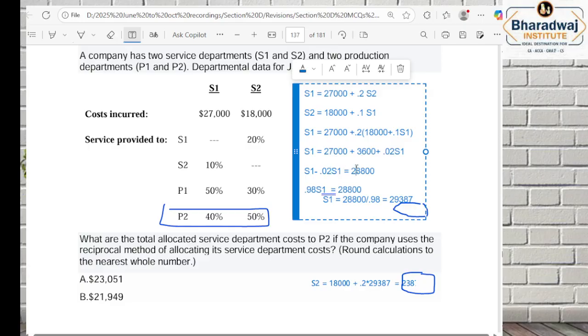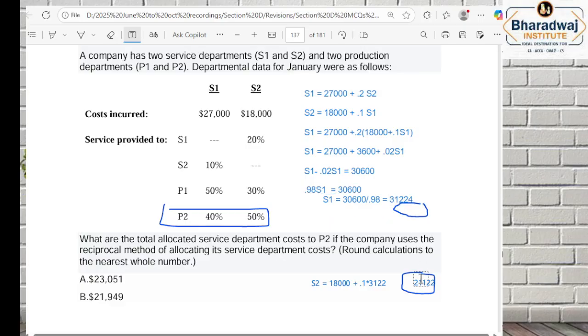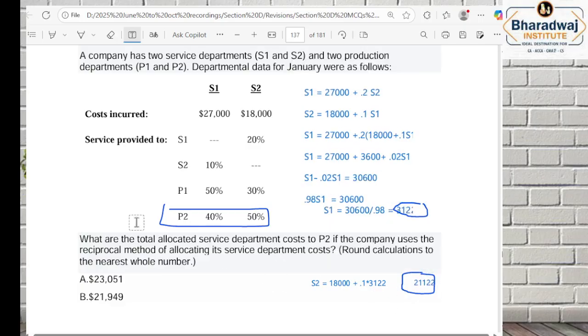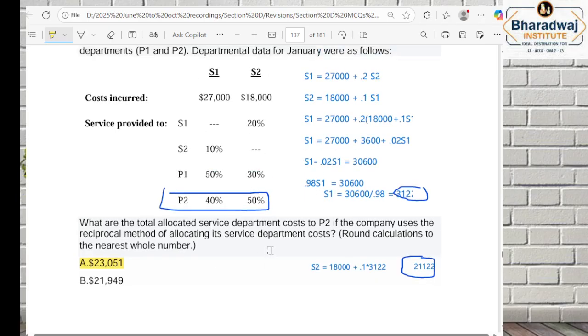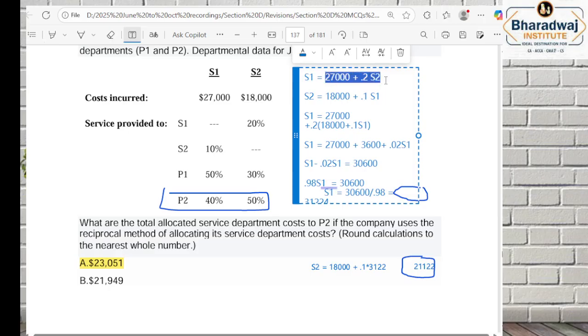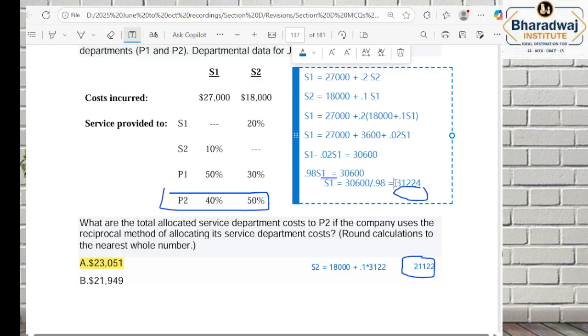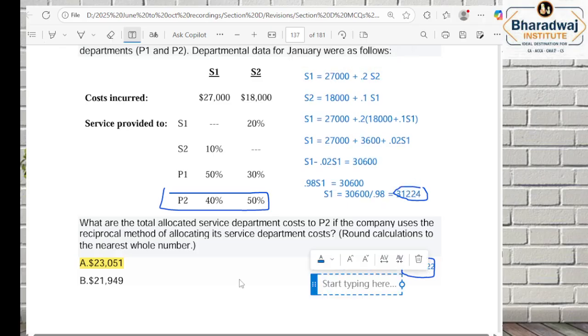It will be like 31,224 into 40%. 12,51, sir. Option A. Yeah, we formed the equation wrongly. Now it is correct. Any doubt in it? S1 is 27,000 plus 0.1 S2, S2 is 18,000 plus 0.2 S1. When we substitute and solve, we get 31,224 and 21,122. Correct.